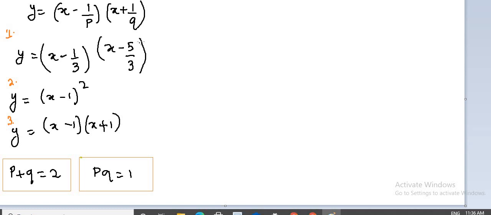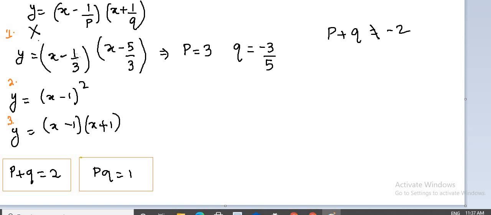So these are the options which are given to us. We will be finding the p and q values from these options, from the curve that has been provided to us, and we will see which of the curves satisfy both relations. Moving on to the first one, you will observe that the value of p that you are going to obtain here is 3 and the value of q is minus 3 by 5. Now put down the values. Here you are going to get p plus q is not equal to 2. Hence, your option 1 will be incorrect.